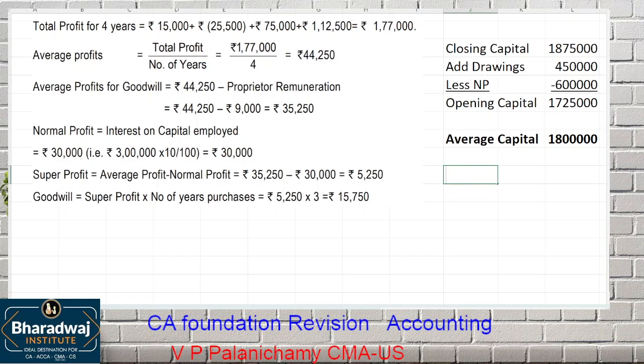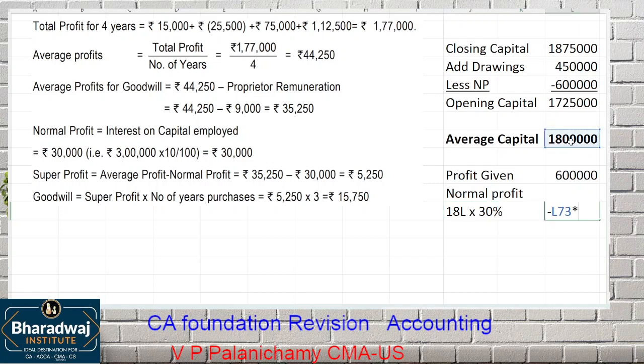What is the average profit given? Profit is not given, so whatever is the profit given, we take it as average profit. 6 lakhs. Normal profit: to work out, average capital 18 lakhs into 30%. Difference will give us super profit, 60,000. Goodwill. How to value goodwill? 60,000 into how many years? 5 years.